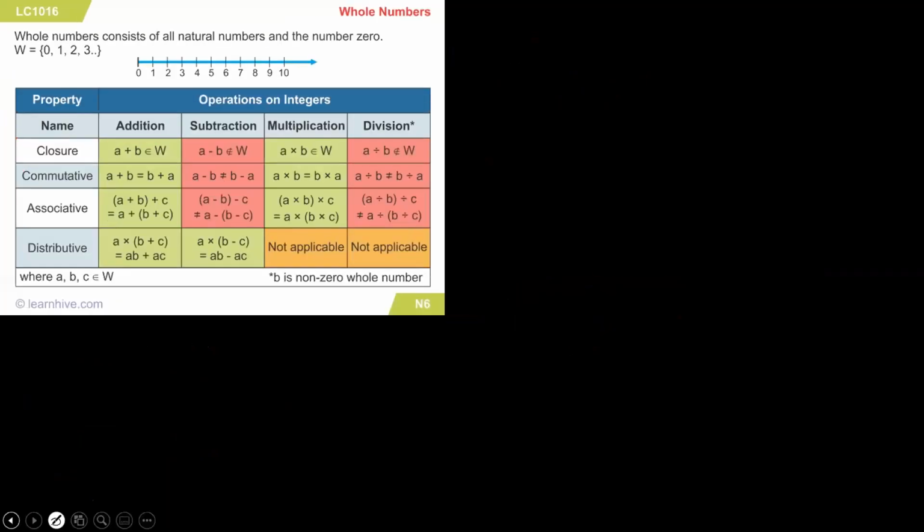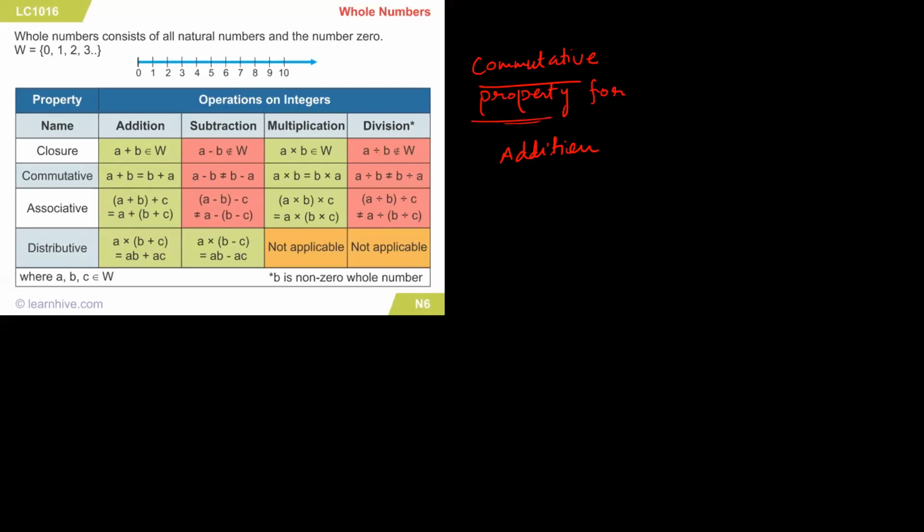So now I'm going to discuss commutative property. Next is commutative property for addition. Okay. So here commutative property we will discuss for addition, for subtraction, for multiplication, and for division. All these operations, for operation we have to discuss this property.